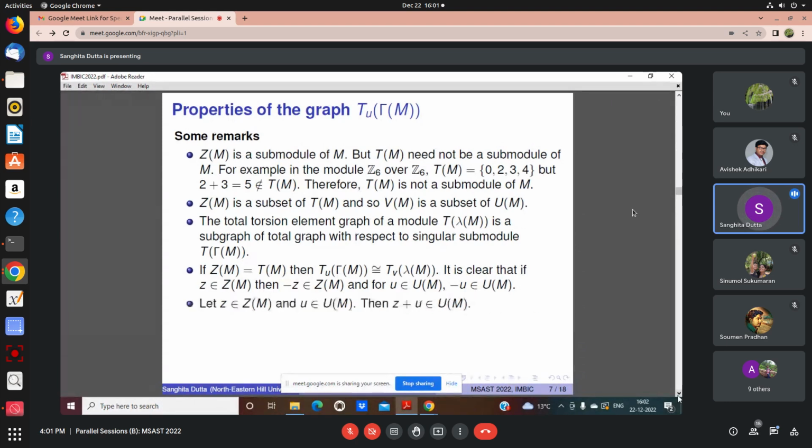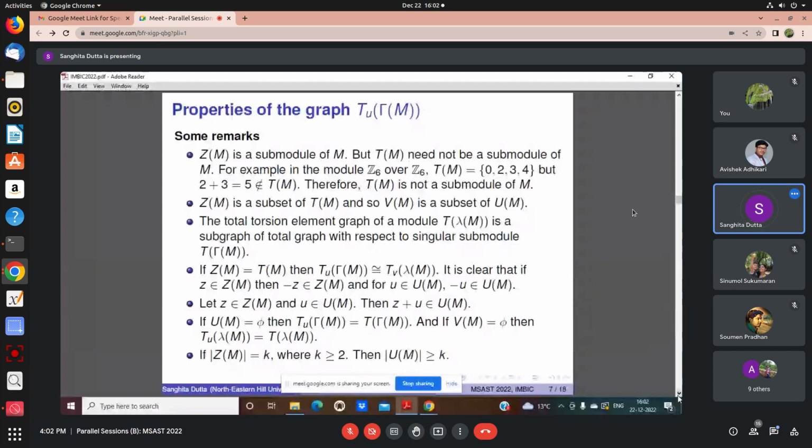If Z belongs to Zm and U belongs to Um, then it is easy to see that Z plus U belongs to Um. If Um is empty, then Tu gamma M is equal to T gamma M. And if Bm is empty, then Tu lambda M is equal to T lambda M. If the cardinality of Zm is k, where k is greater than or equal to 2, then the cardinality of Um is greater than or equal to k.